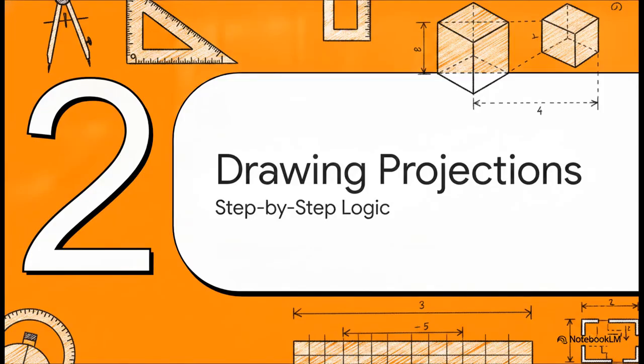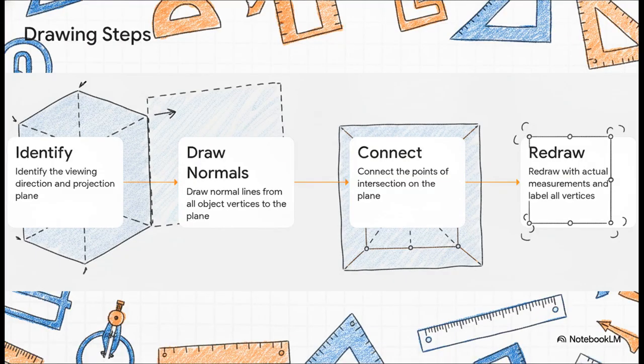Moving on to Section 2, Drawing Projections. Let's look at the step-by-step logic. If you want to draw this correctly, there's a strict four-step process you need to follow. First up, you've got to identify your viewing direction and the specific plane you're projecting onto. Second, draw your normal lines from all the vertices, the corners, of the 3D object straight down to the plane. Third, connect those intersection points on the plane to form your basic 2D shape. And finally, step 4, redraw the whole thing with true, actual measurements, making sure to clearly label all the vertices and side lengths.